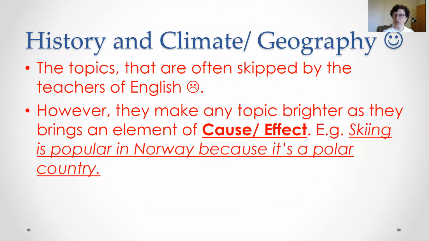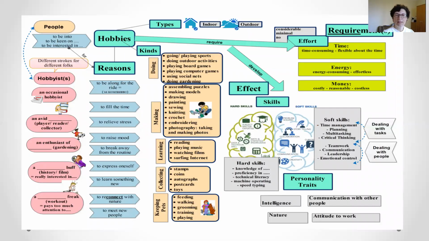Sometimes climate and geography and history are skipped by teachers of English, but in my opinion, it is not only close to the cognitive approach, but it also develops student thinking. So here is an example of the map for hobbies.